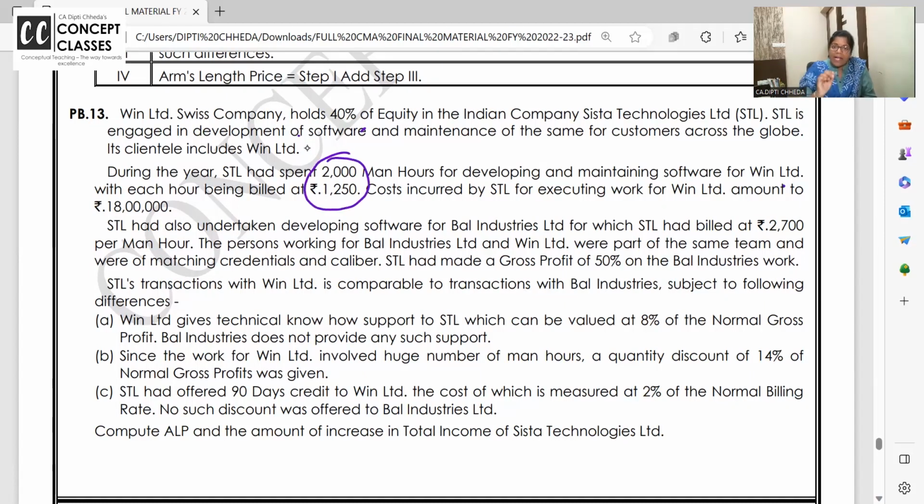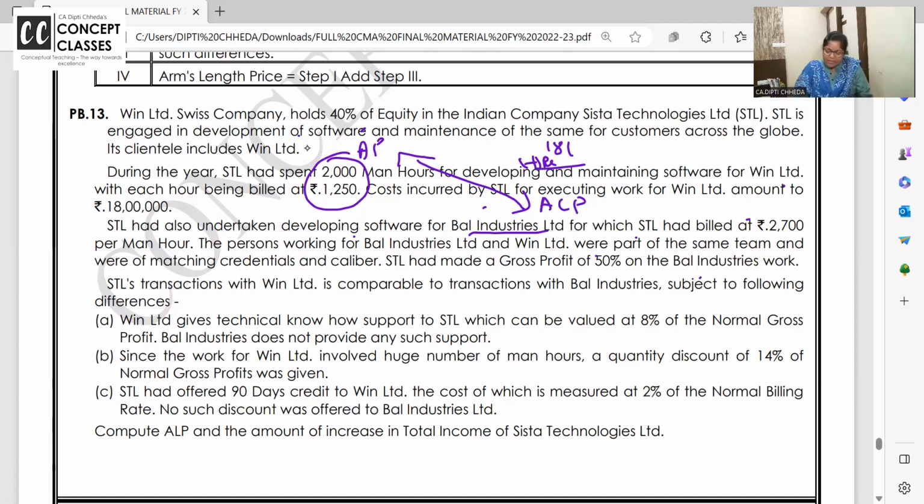So this is what we have actually charged, the actual price. But what is my cost? 18 lakhs. So in 18 lakhs, if I add my profit, I will get the arm's length price, but I have charged this much. See the difference. Now, STL has developed software for others also, for a third party, BAL Industries, where they have billed 2,700 per man hour. The persons working for BAL Industries were part of the same team. Sista Limited has made a GP of 50%. Now this 50% is on cost or sales, that is important.